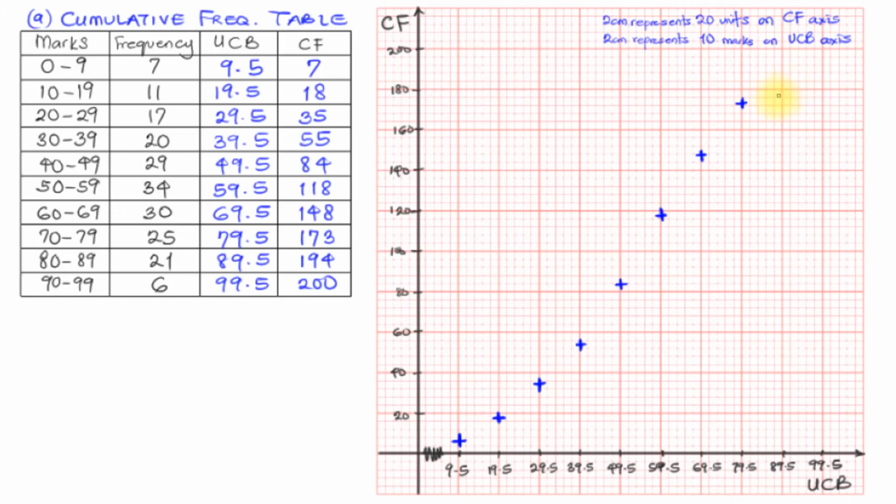All right. And then when we have 89.5 on the upper class boundary, we have 194 on the cumulative frequency. 194, this is 180, 184, 188, 192, 196. So just here is 194, and then 299.5. This is the simplest that you can do. And so we have our points that we can now try and join together to form our cumulative frequency curve.